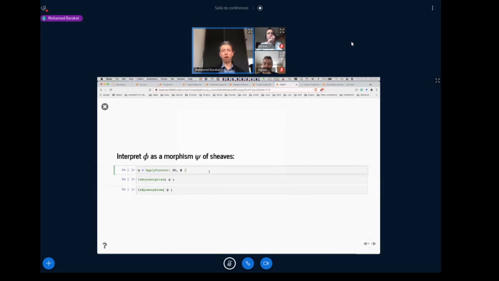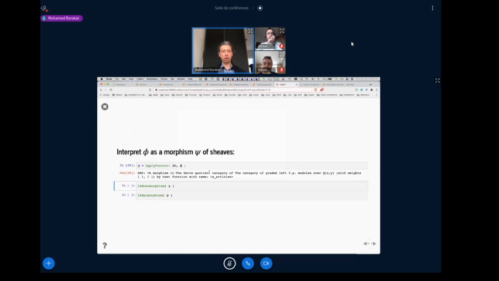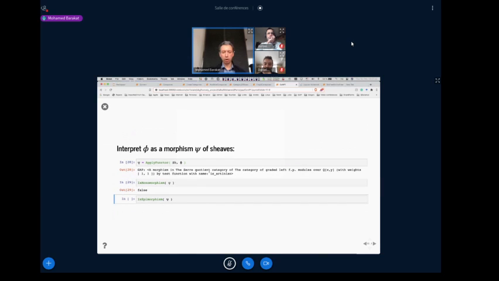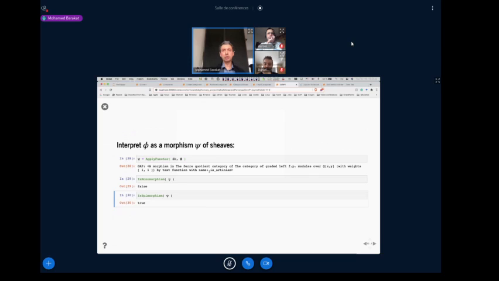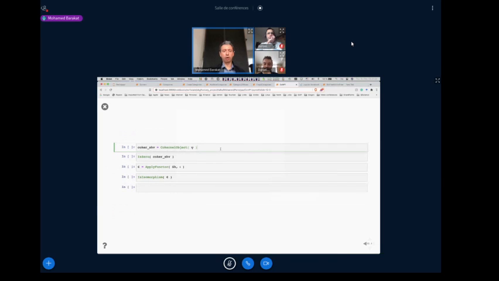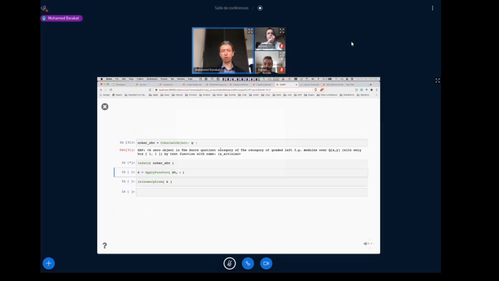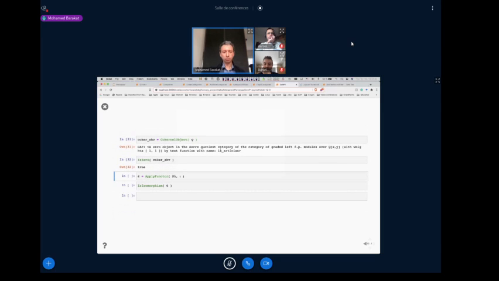And now I can apply my exact sheafification functor on phi and get what I call psi, and now ask, is this morphism of sheaves a mono? No. Is it an epi? And now it is an epi. And now I can look at the cokernel object, and now the cokernel object must be 0.